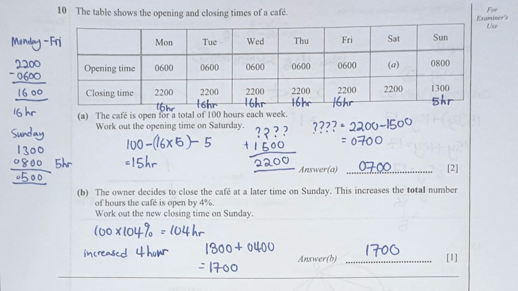At question 10, okay, so I calculated Monday to Friday working hours. It will be 16 hours per day, whereby for Sunday it will be 5 hours. So to identify A's value, you're required to trace it back using the total working hours here. So it will be 15 hours after the calculation. Okay, so unknown plus 15 hours will get you a closing time of 22, which is 10 p.m. So after the conversion, you will get Saturday's opening hours as 7 a.m. in the morning.